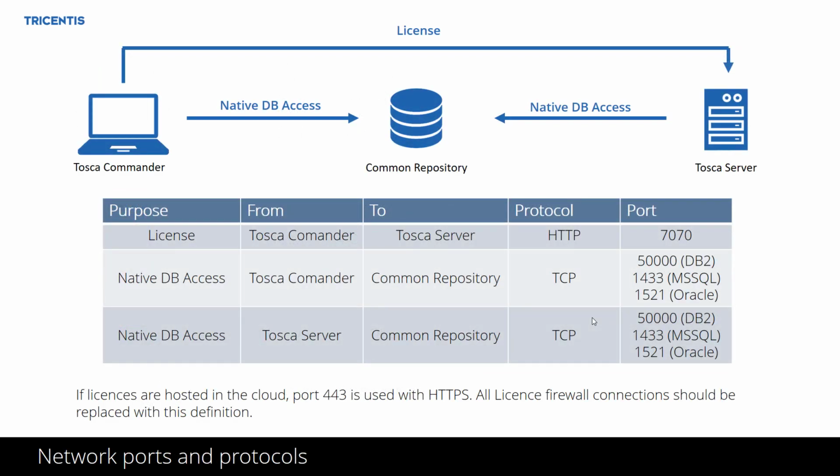What I also want to show to you is which ports and protocols are used. As you can see here, for example, for the license communication, the HTTP protocol is used, and the port 7070 must be opened for the communication between Tosca Commander and the Tosca license server. From the database side, we go with the protocol TCP, and the port 1433 for MS SQL Server must be opened to communicate between the Tosca Commander and the common repository.